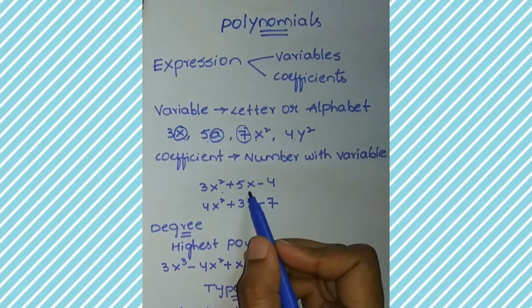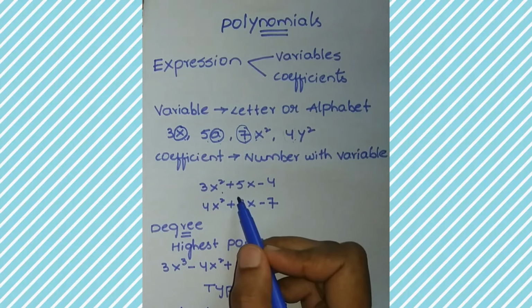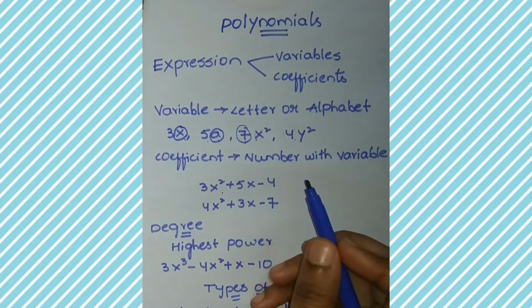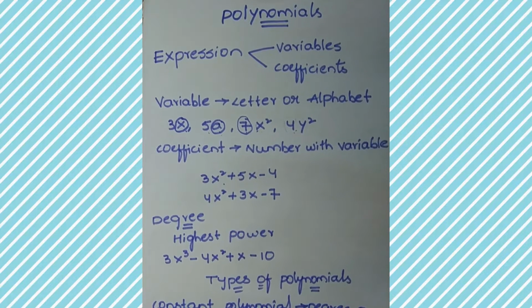Examples of polynomial. 3x square plus 5x minus 4. A polynomial is an expression consisting of variables and coefficients. Okay. Now let's move on to the next topic, which is degree.